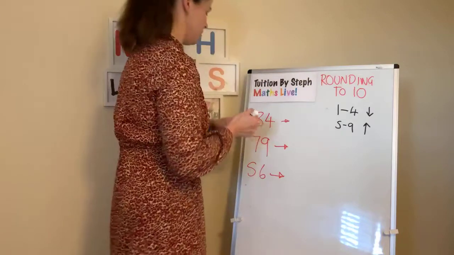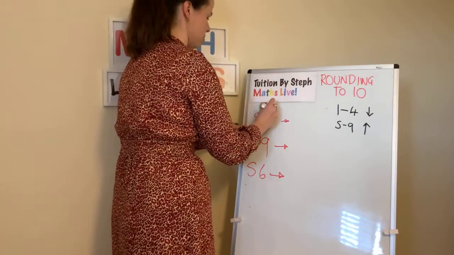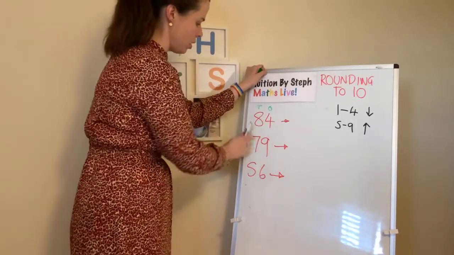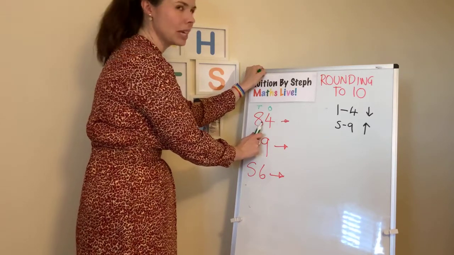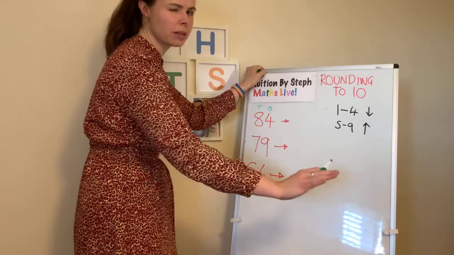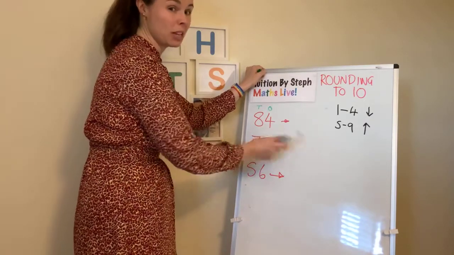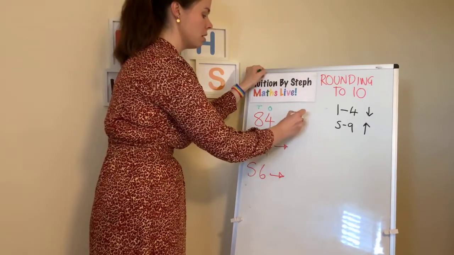Brilliant. So, here's our 10s and our 1s. So, 84. We're currently in the 80s. So we're thinking, are we sticking in the 80s or are we going to the 90s? 4 means we need to round down or stick.